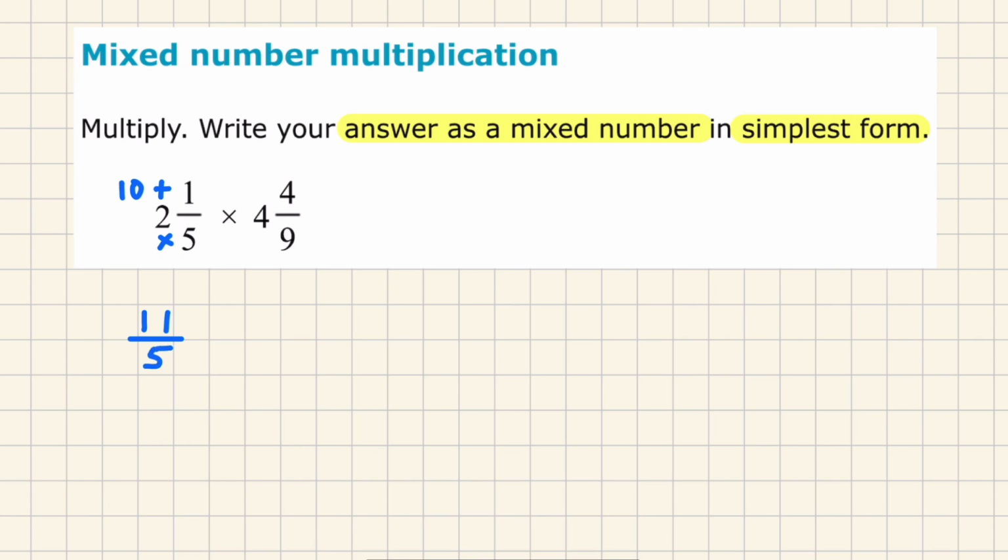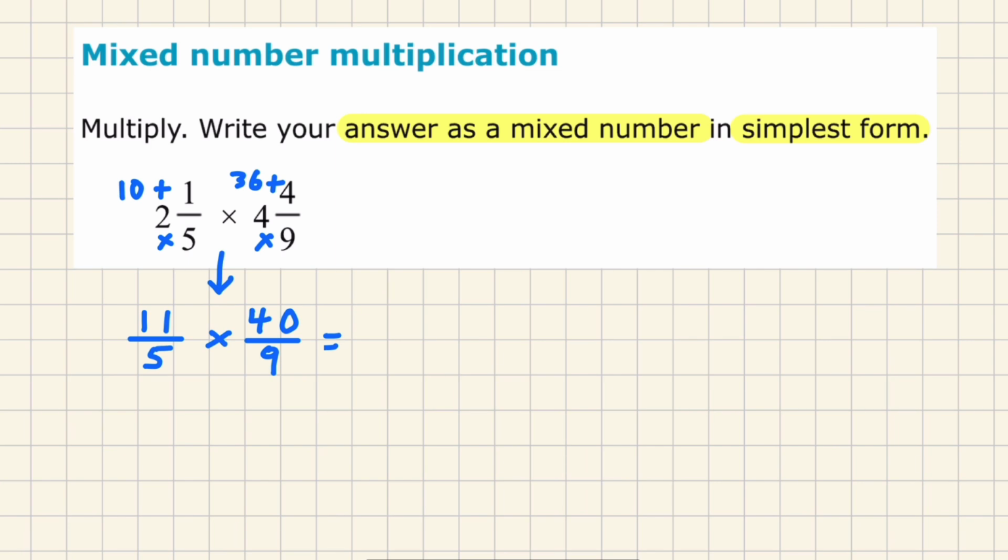Then converting the second mixed number to improper, 4 times 9 is 36, plus the 4 on top gives me 40, and the denominator here is still 9. So we have rewritten mixed number multiplication as improper fraction multiplication. But from here we can use all of the tools of regular fraction multiplication, including cross-canceling.